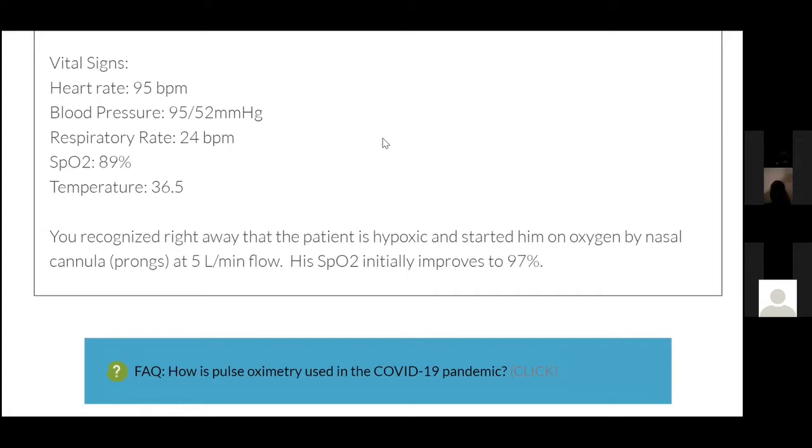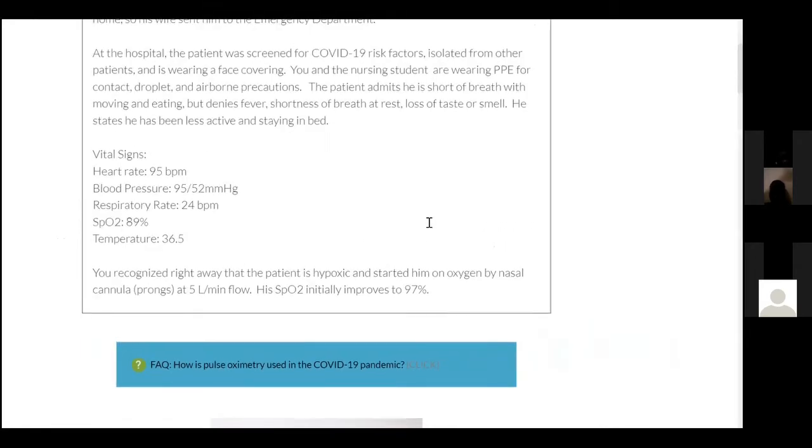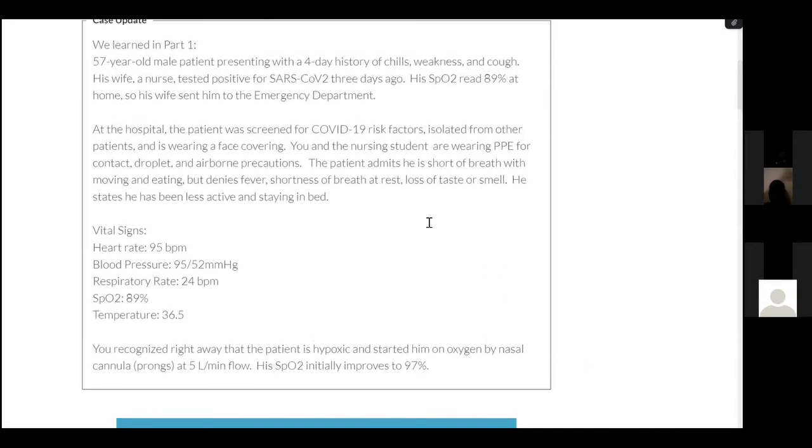36.5. And do you remember that you recognized that the patient was hypoxemic and you started oxygen by nasal cannula at 5 liters per minute? And the saturation increased to 97. So this is our patient. Then here is the question.